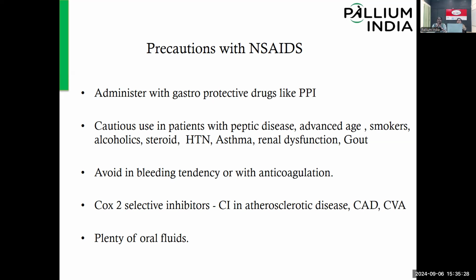The COX-2 selective inhibitors should be contraindicated in atherosclerotic disease, CAD and CVA. That is very important. These COX-2 selective inhibitors are contraindicated in atherosclerotic diseases like CAD and CVA. And advise the patient to take plenty of oral fluids while taking NSAIDs. That is also very important.